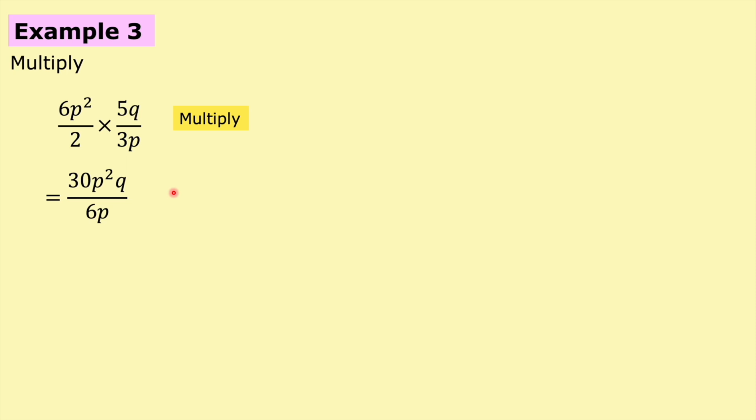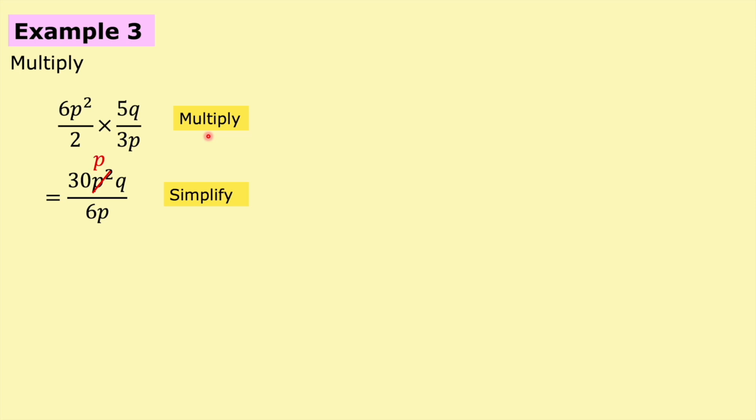Once we've got that, we always need to make sure that our answer is fully simplified. So we need to now simplify, looking for any of the same algebraic terms on the top as we have on the bottom. So there's not any q's on the bottom, so we can't cancel out this q, but there's a p squared here and there's a p, which means we can cancel the p on the bottom with one of the p's on the top.